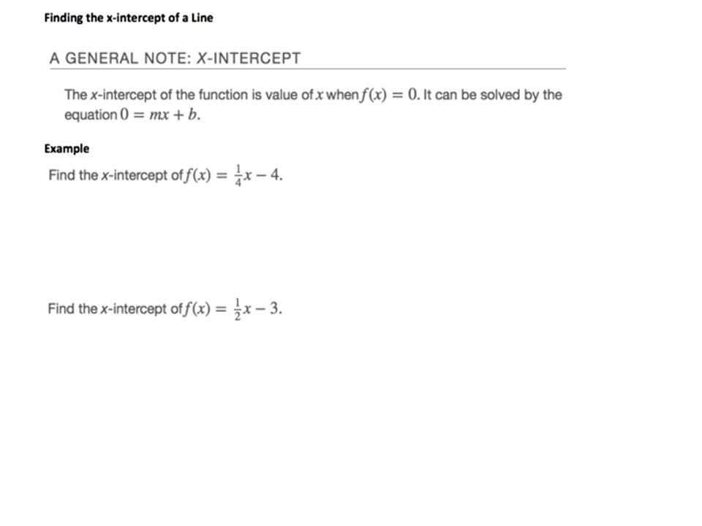Okay, a note on the x-intercept. The x-intercept of a function is the value of x when y, or f of x, is 0. It can be solved by plugging in 0 for y and then solving for x. So this is what that looks like. 0 equals 1/4 x minus 4. I'm going to add 4 to both sides.